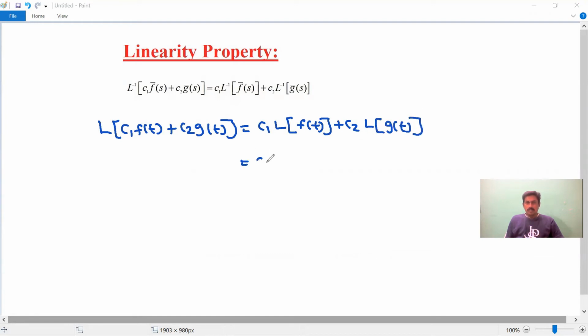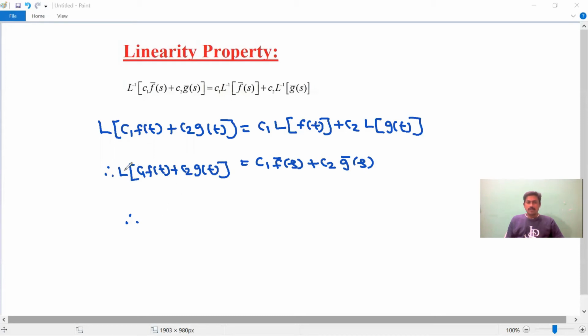We can also write this L of f of t as f bar of s, and we can also write this L of g of t as g bar of s. So therefore L of c1 into f of t plus c2 into g of t equals c1 into f bar of s plus c2 into g bar of s. From this we can conclude our inverse form of linearity property.